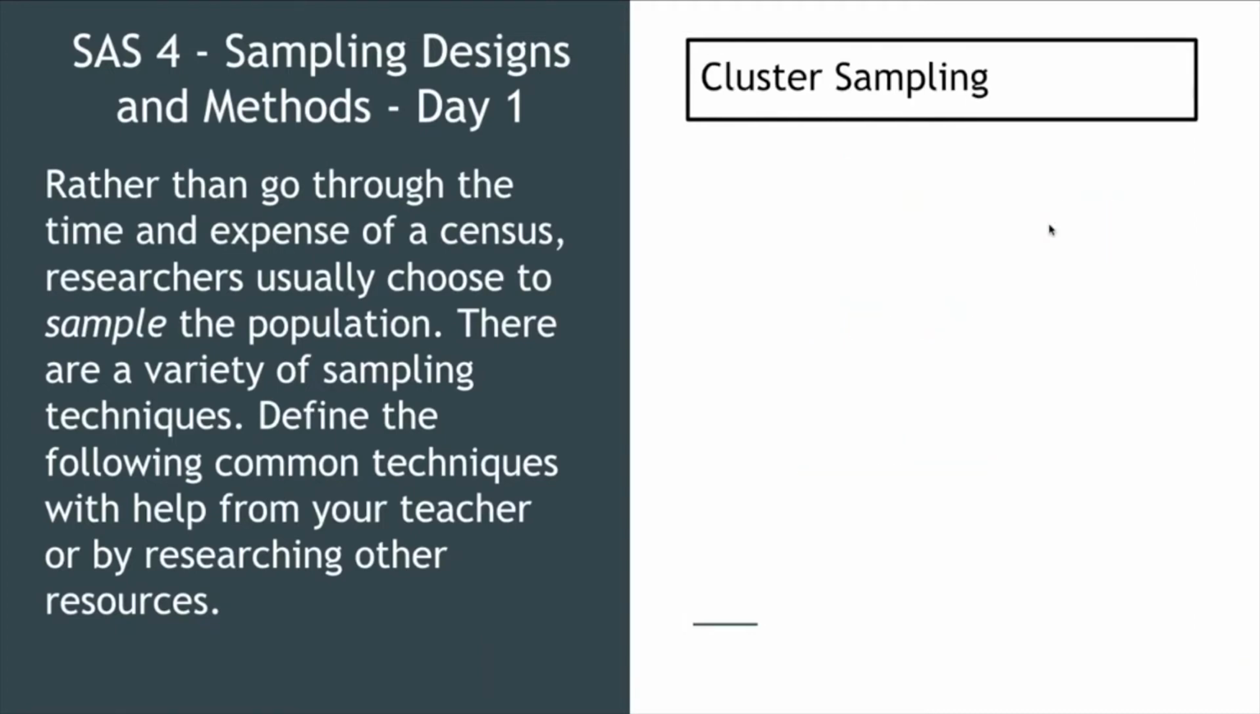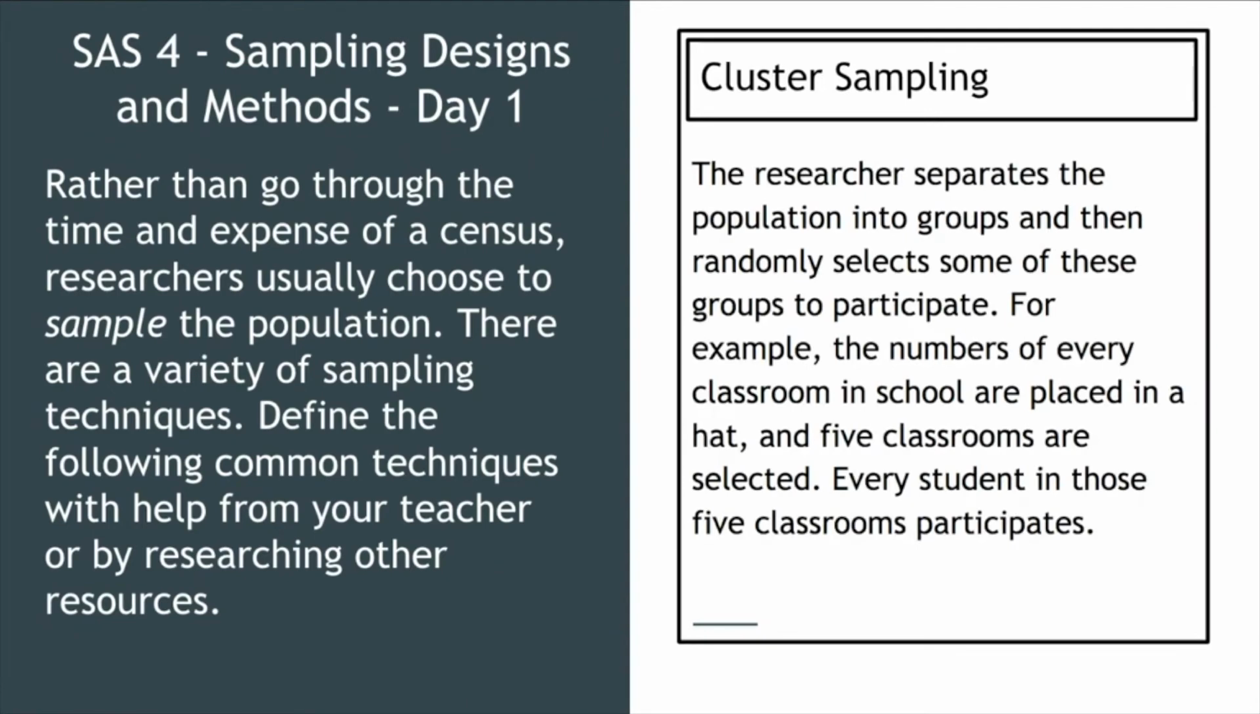You'll understand why. Cluster sampling. This is a group separation method. It separates the population into groups and randomly selects some of these groups to participate. For example, the numbers of every classroom in the school are placed in a hat. 5 of those classrooms are selected, and every student in those 5 classrooms participates. So cluster sampling is just a bunch of subgroups out of the entire population you're seeking to research. Then out of those subgroups, you select a few and use all the participants in those groups as part of the sample.